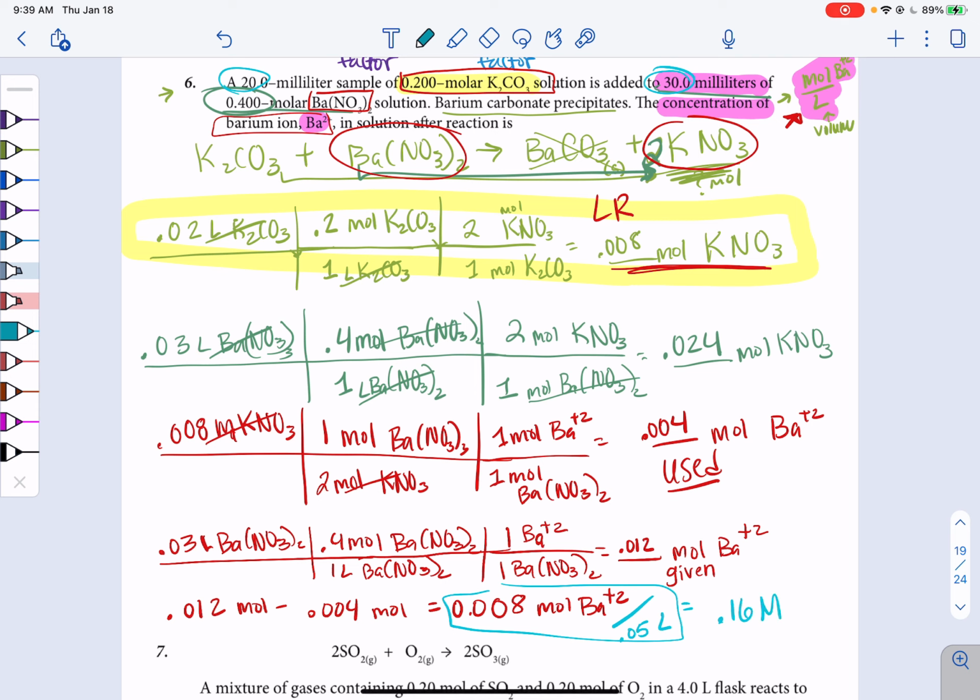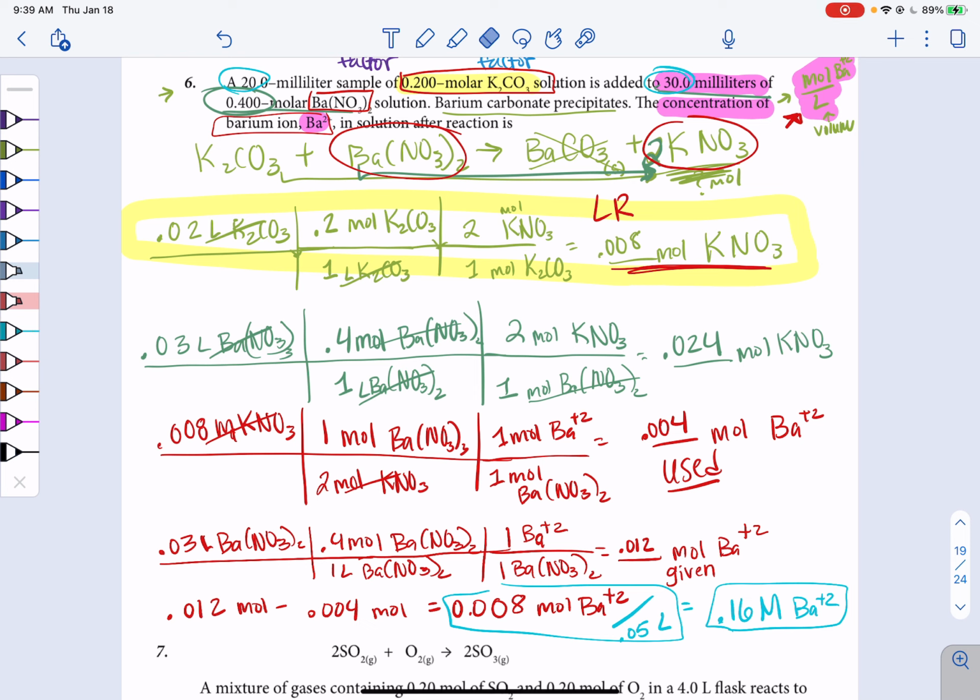And then if you look at number 6, the answer was 0.160 molar of barium. Okay, I'm so sorry that was so long. I hope that you followed. There are a few different routes that we could have taken.